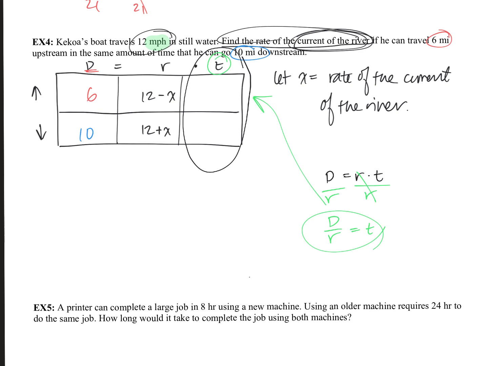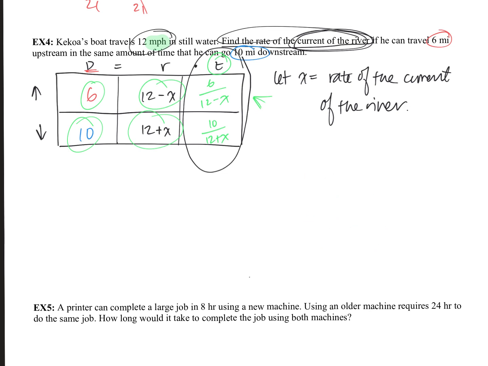So it's going to be my distance, which will be 6, divided by my rate, which would be 12 minus x. And I'll do the same for this, distance divided by rate. And there we go. Once again, it's good to know how to manipulate the formulas. All right, so we filled out the last box, but what do we do?